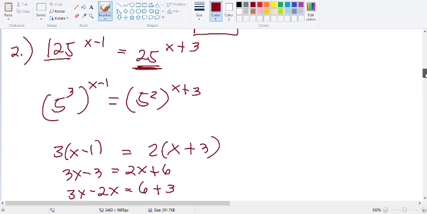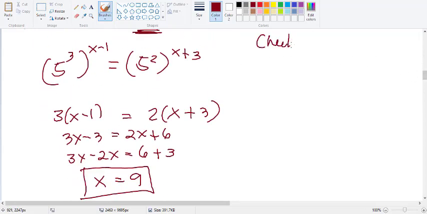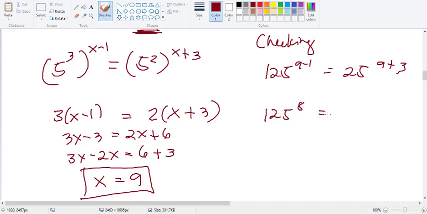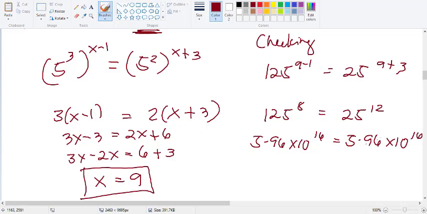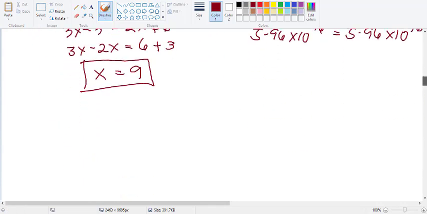Again, if you're going to check natin. Checking. Okay, so, 125, no? Diretso ko na guys ha. X minus 1, 9 minus 1. Sige, ganun na lang natin. 25, 9 plus 3. So, 125 to the 8th power and then 25 raised to 12. So, calculator. 125 raised to 8. 25 to the power of 12. Ooh. Pareho nga sila guys. Okay. Anyway, so, meaning our answer is correct.